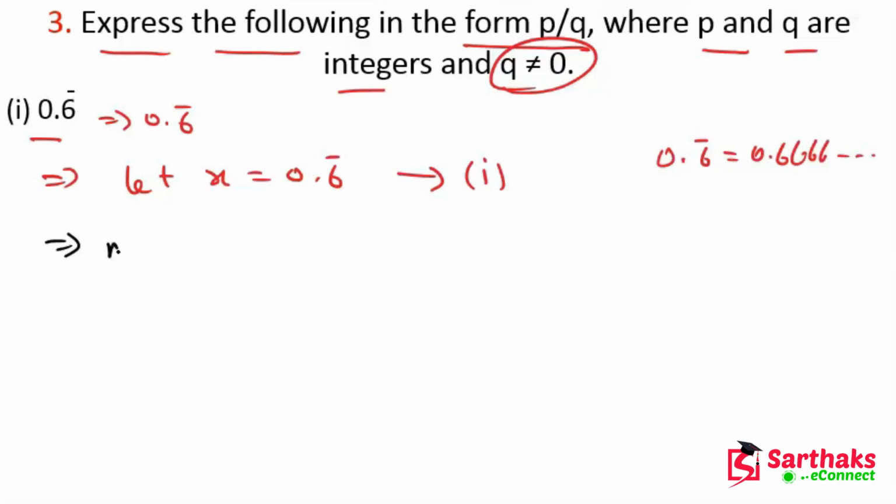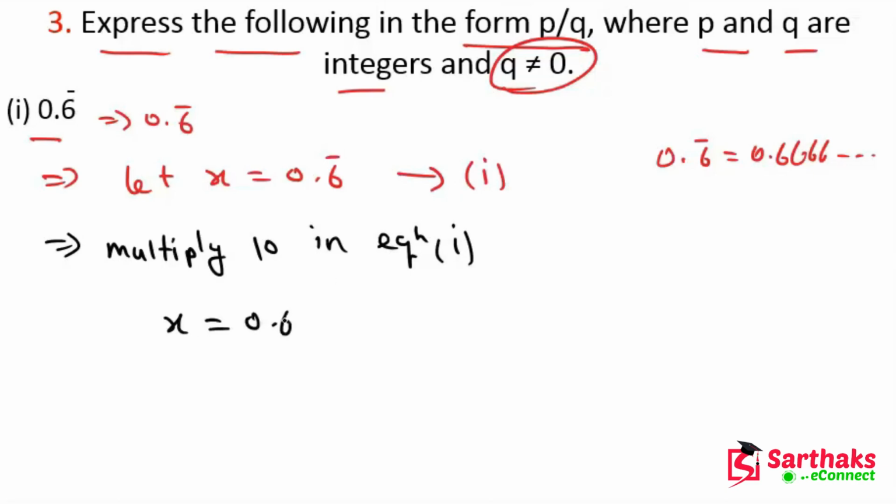So now we have to multiply equation 1 by 10. So we get 10x is equal to 0.6 bar into 10, which is 6.6 bar. I hope you understand these things. So this is our second equation.